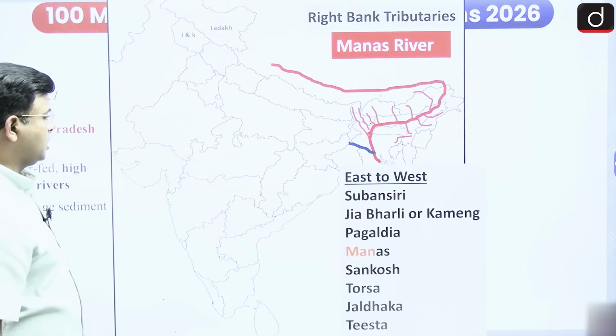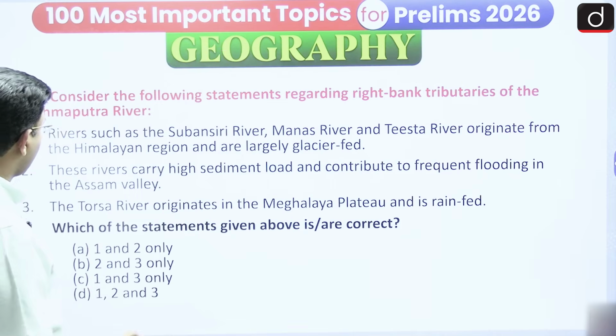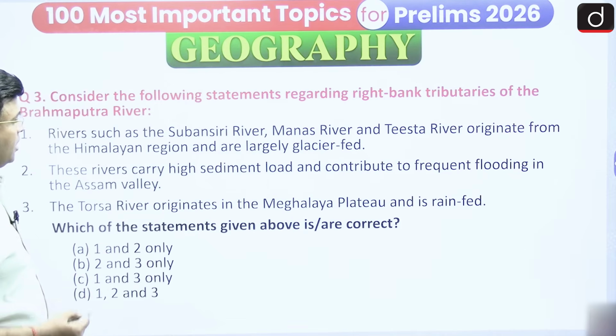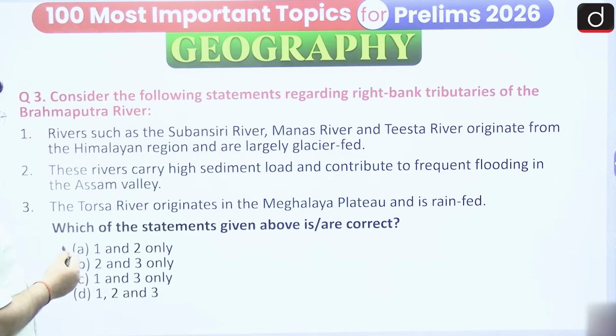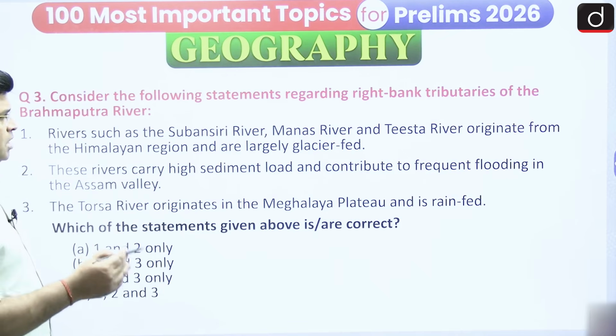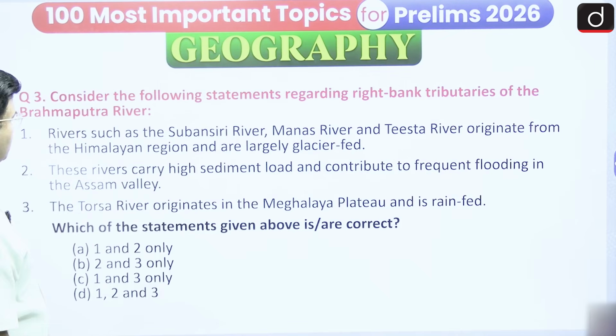And here, consider the following statements regarding right bank tributaries of the Brahmaputra river. Rivers such as the Subansiri, Manas and Tista originate from the Himalayan region and are largely glacier fed. Yes, they are largely glacier fed. This statement is also correct.